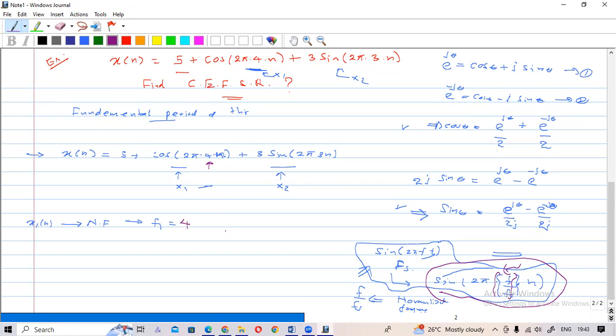Normalized frequency. Then if the normalized frequency is 4, what is the period? Let's say that the period of this signal is n1. So what is n1? If this is frequency, you know that 1/frequency is the period. So in this case also, 1/normalized frequency is the period. What is the period for this signal? Please answer.